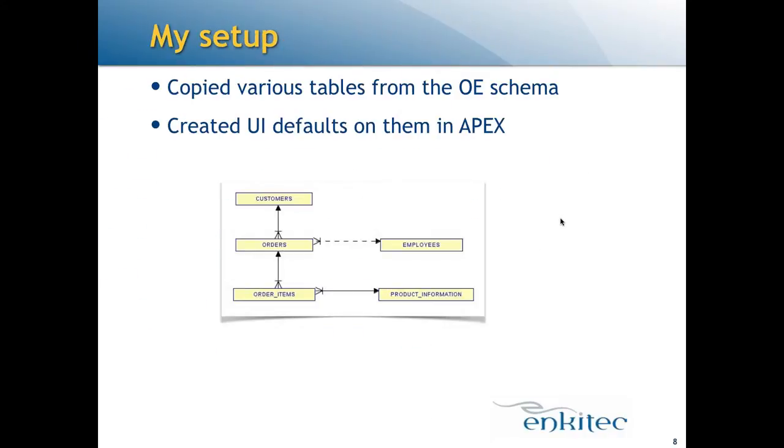Before I dive into Apex, just want to tell you a little bit about my setup. I started by copying a few tables from the order entry schema that exists within Oracle. And what I plan to do is create a master detail starting with customers, going down to orders, and finally to order items. A few other related tables in the mix.